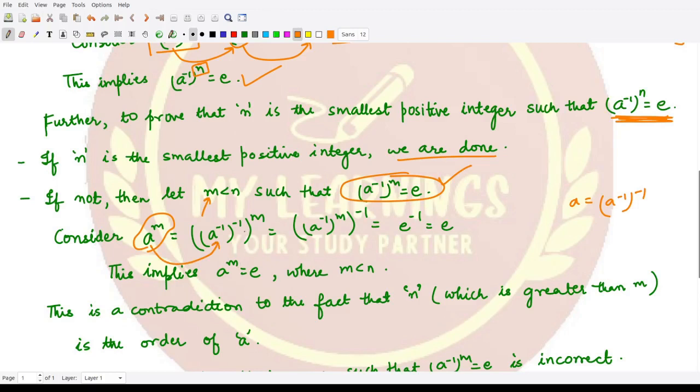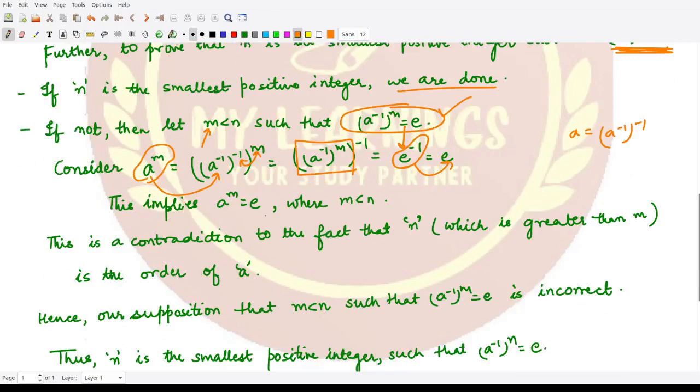So this is equal to this. Again, using the exponent law, we can exchange these two powers, so it would be like this, and the value of this is equal to e from here. And e inverse is what? It is e again. So that means a raised to power m is equal to e, where m is less than n. However, this is a contradiction. Why? Because we know the order of a is n, and the integer n is obviously greater than m, and we again get this condition, so that would not be possible. It would lead to a contradiction to the definition of order of a, which is n.